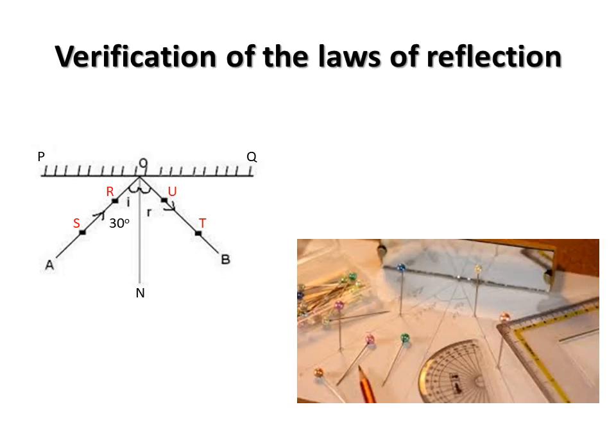Now in the same way you can repeat this procedure for the angle of incidence as 45° and 60°. And write down your observations. You will see that the angle of incidence is equal to the angle of reflection in all the three cases. And this verifies the laws of reflection.